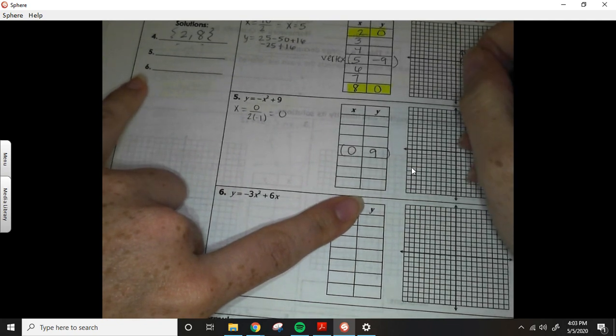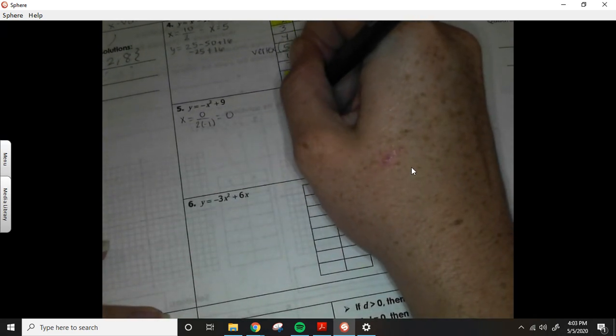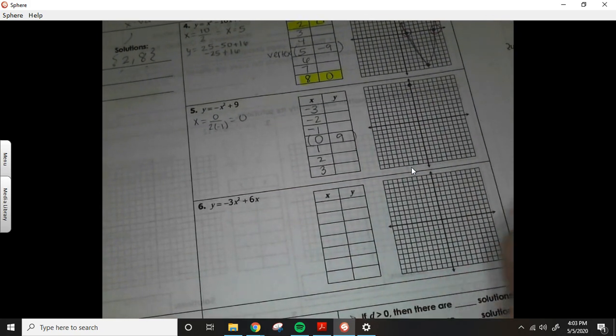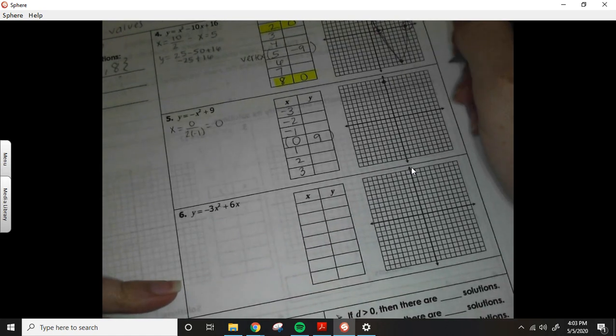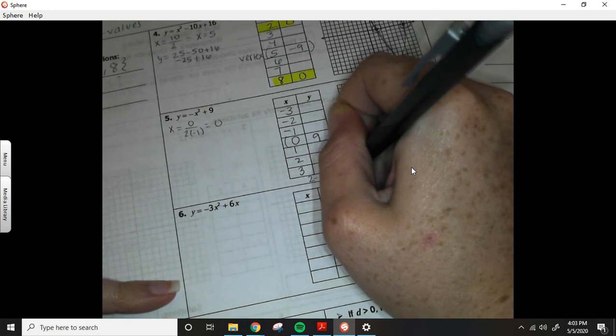It's positive 9, Miss Dry. I'm going insane. It's positive 9. So forget everything that I just said. We still have to do this. Negative 1, negative 2, negative 3, 1, 2, 3. Okay. All the way to the top, opening down. So it's clearly going to have 2 solutions. I'm really sorry. That was embarrassing. 2 solutions for this graph.